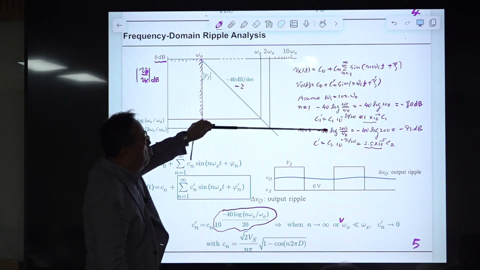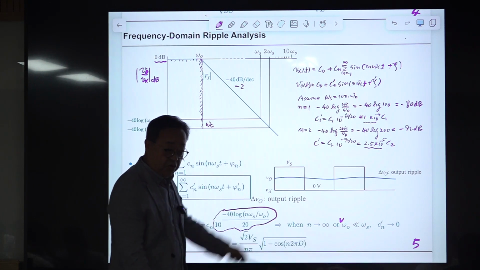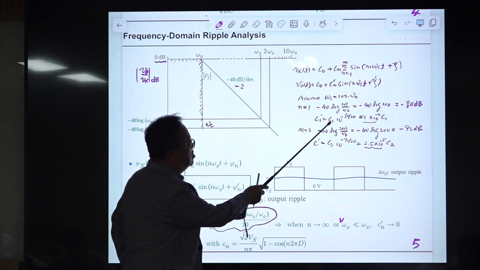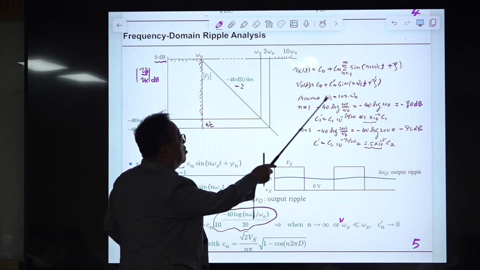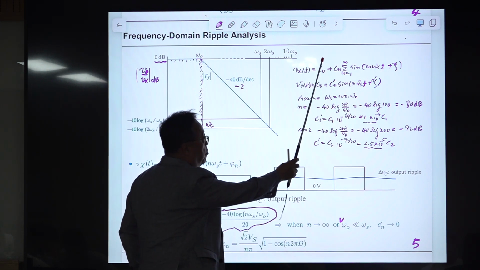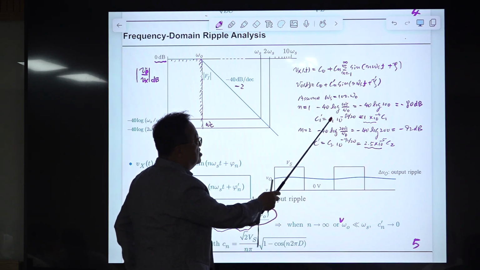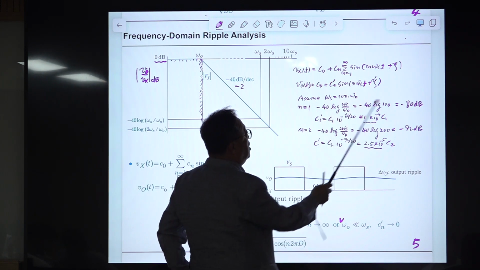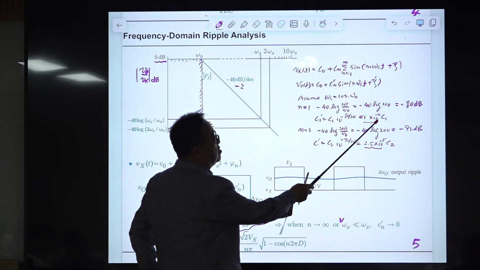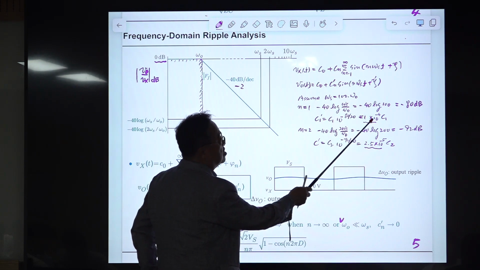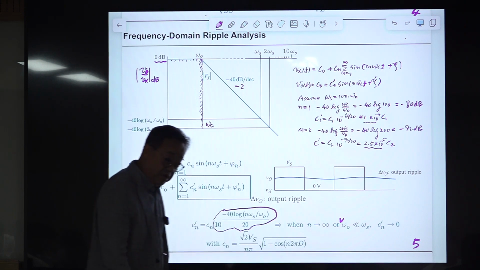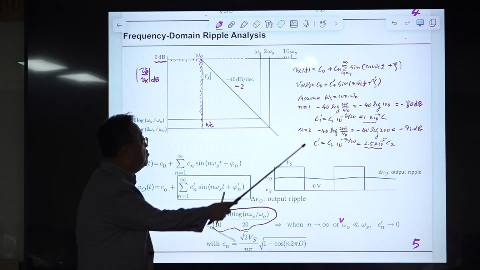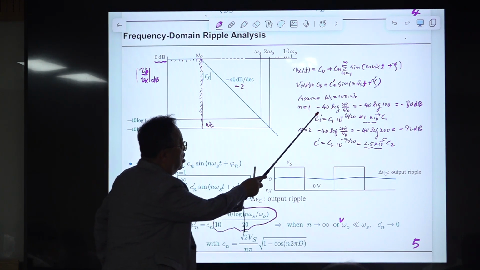Okay, so this is the log scale. We need to change this to the linear scale to have some number. So C1 prime, which is the coefficient of the first fundamental component in linear scale, is C1 times this. This is the conversion from the dB scale to the linear scale, which is this. So the attenuation factor is 10 to the minus 4. Right? This is obvious.